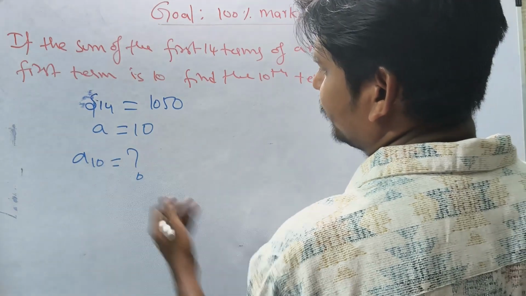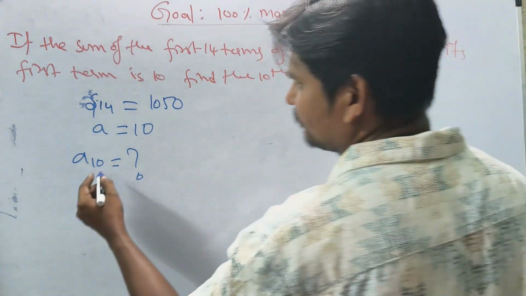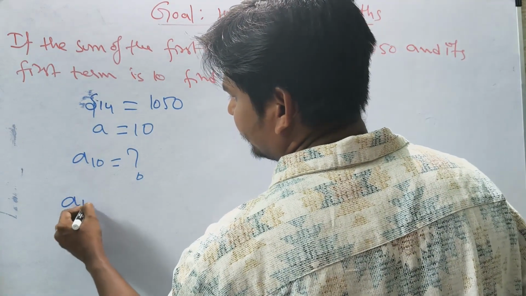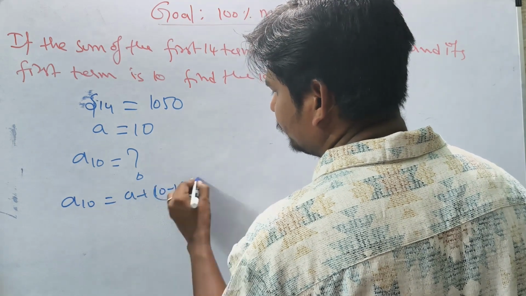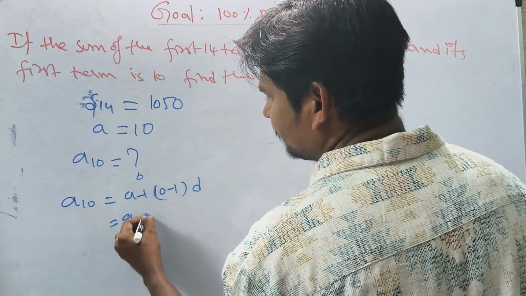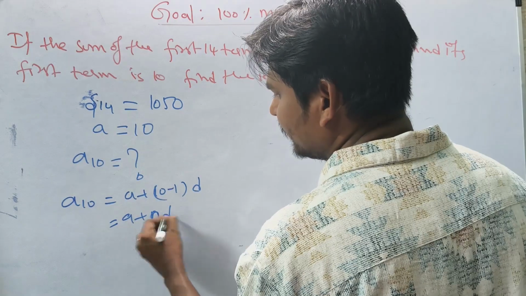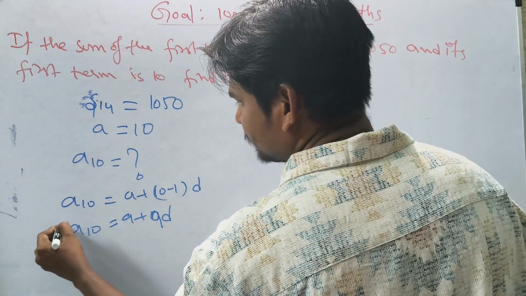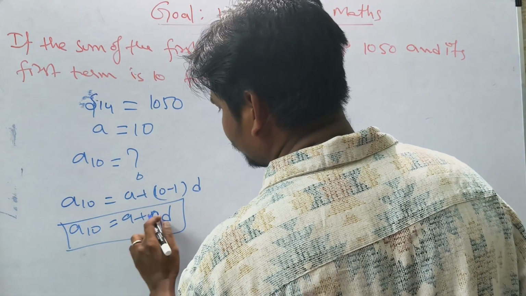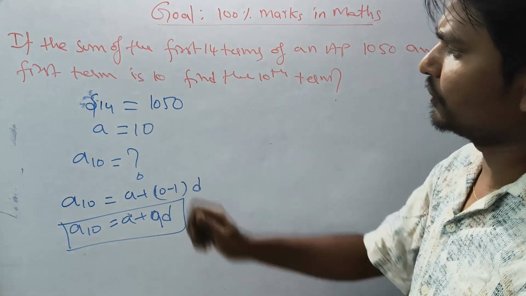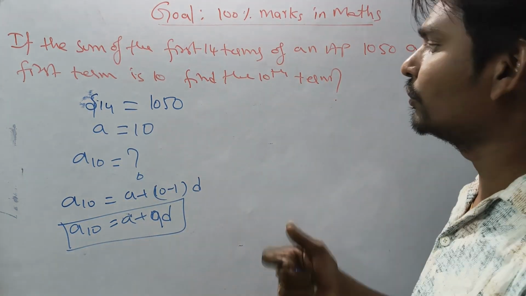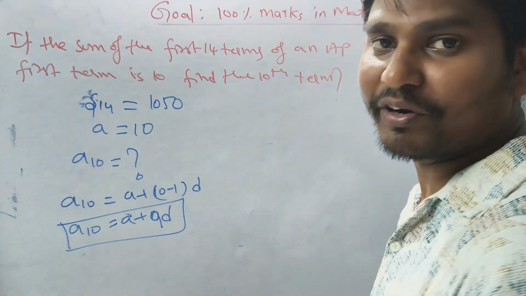What is the formula for finding the 10th term? a10 is equal to a plus 10 minus 1 into d, yes or no? Now a plus 9d only. Here the 10th term is equal to a plus 9d, but here we don't know d. We know only the first term of the AP, the remaining terms we don't know. Then how to get it? See here, they have given one more piece of information.